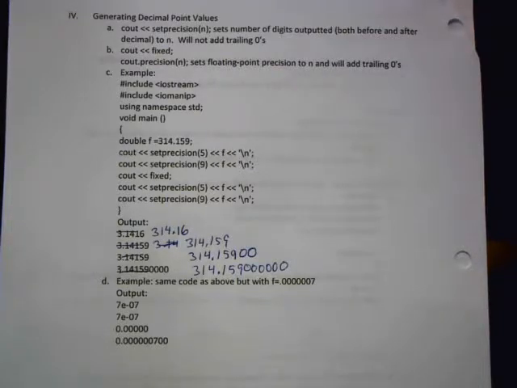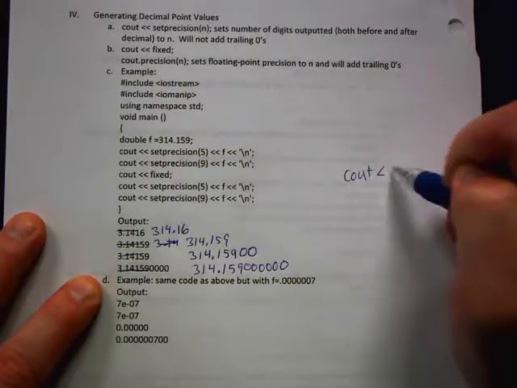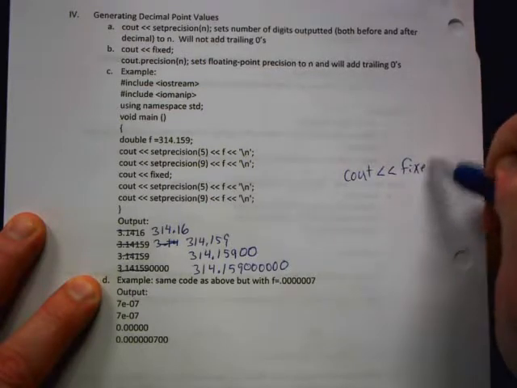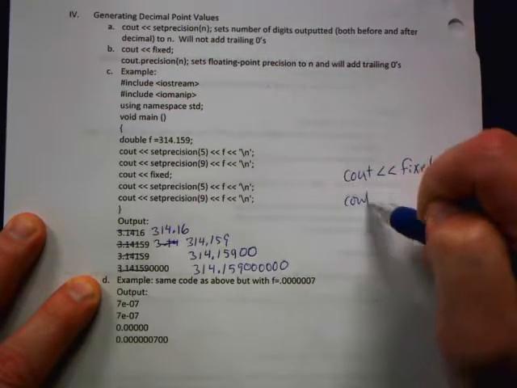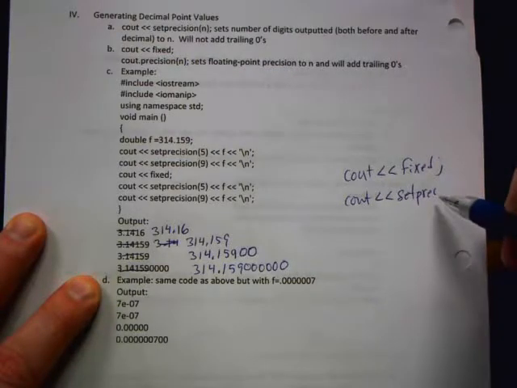All right, so what would you do if you were writing a program and the program was outputting answers and those answers were money? How would you set it up to print money? Alex? Cout fixed. Next line, cout setprecision. Exactly. I've got to spell precision correctly.